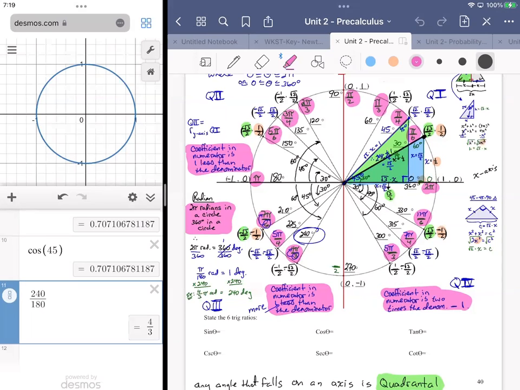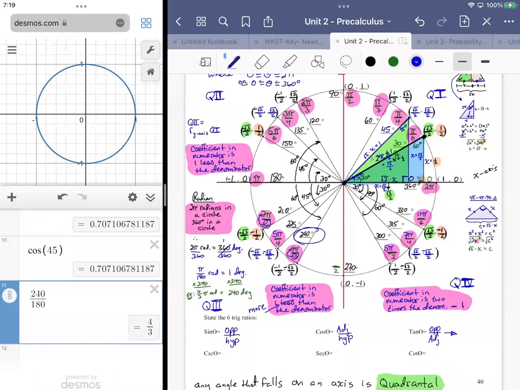So that's the unit circle. The bottom says state the six trig ratios. I put it all together. Sine is opposite over hypotenuse. You know, it's SOHCAHTOA. So opposite over hypotenuse. Cosine is adjacent over hypotenuse. Tangent is opposite over adjacent. All right, that's all stuff you're familiar with.